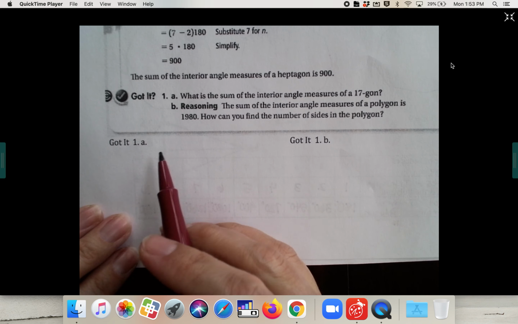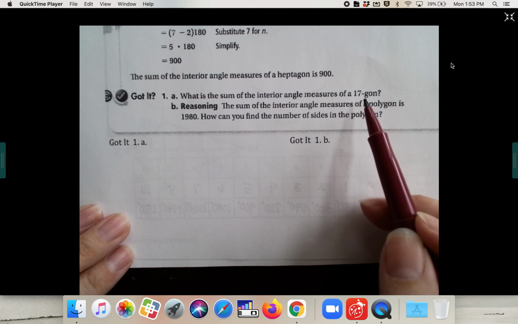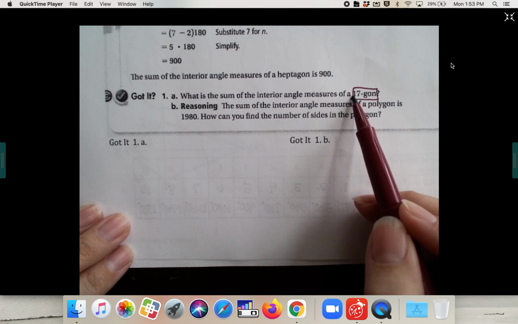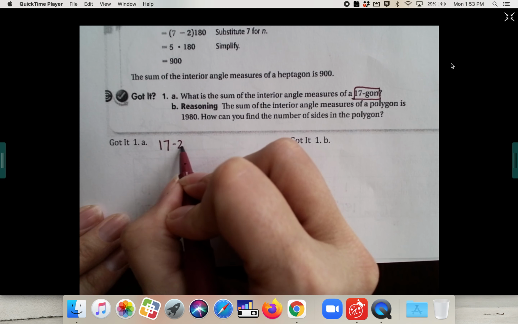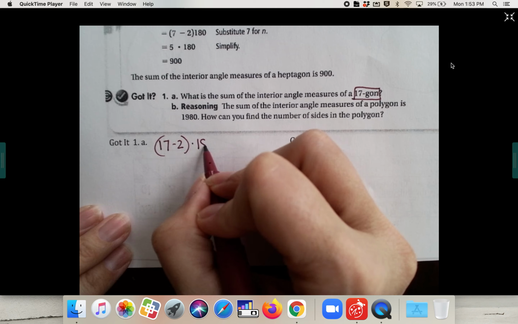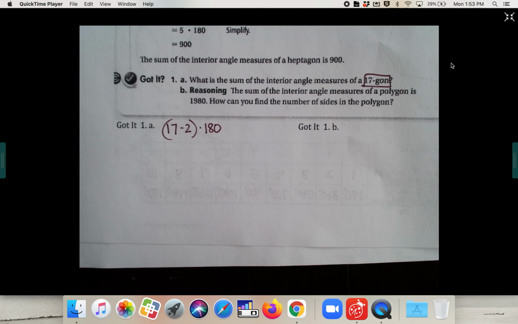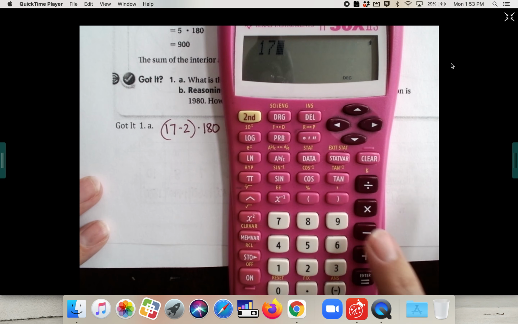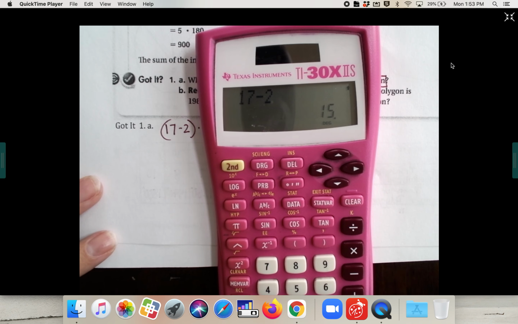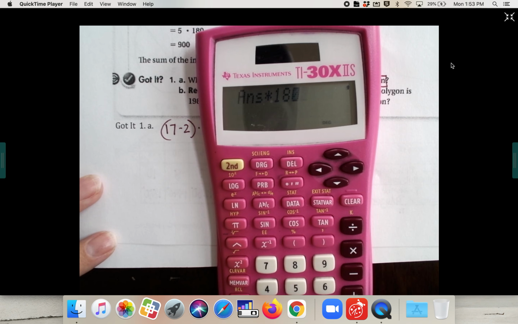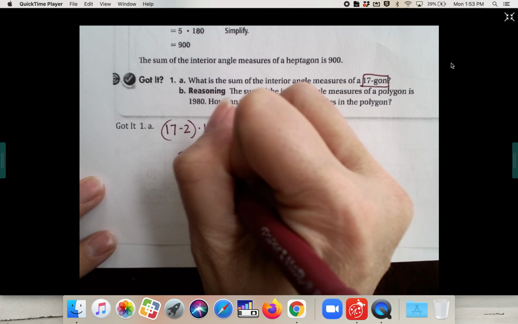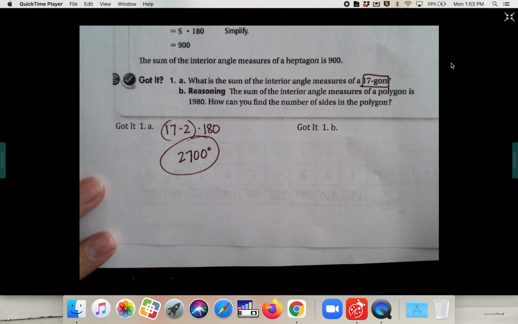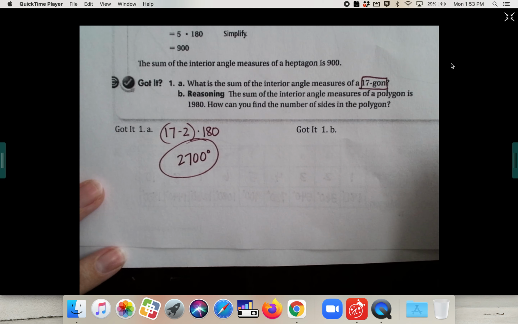So let's try the Got It. What is the sum of a 17-gon? That's going to be 17 minus 2 times 180. And you're just going to use your calculator. So 17 minus 2, I know you could have done that part in your head, 15 times 180, 2,700. That means there are 2,700 degrees in a shape that has 17 sides.